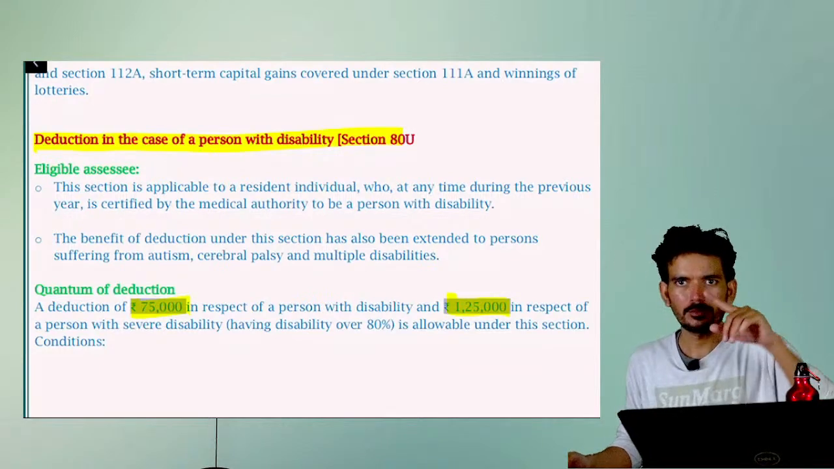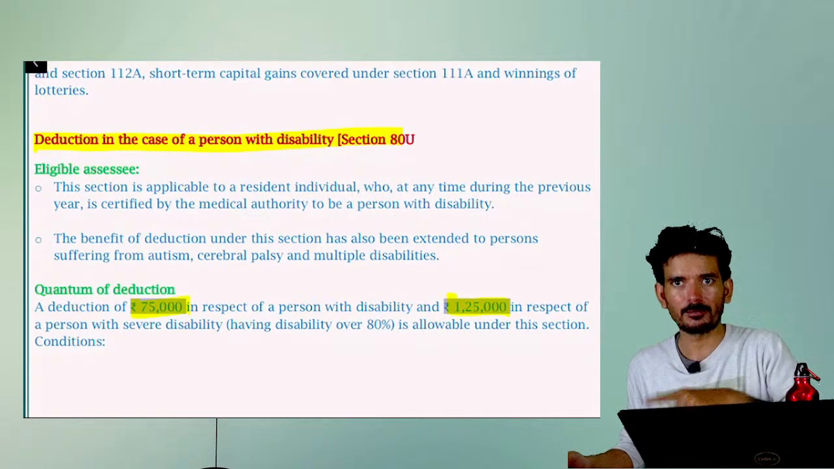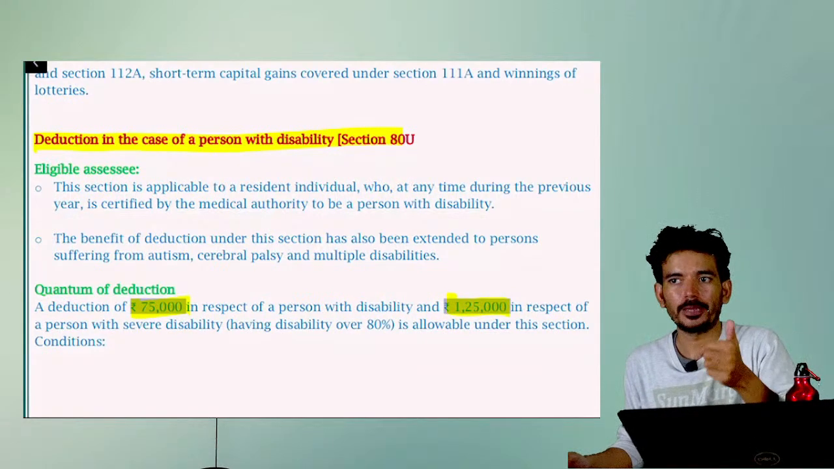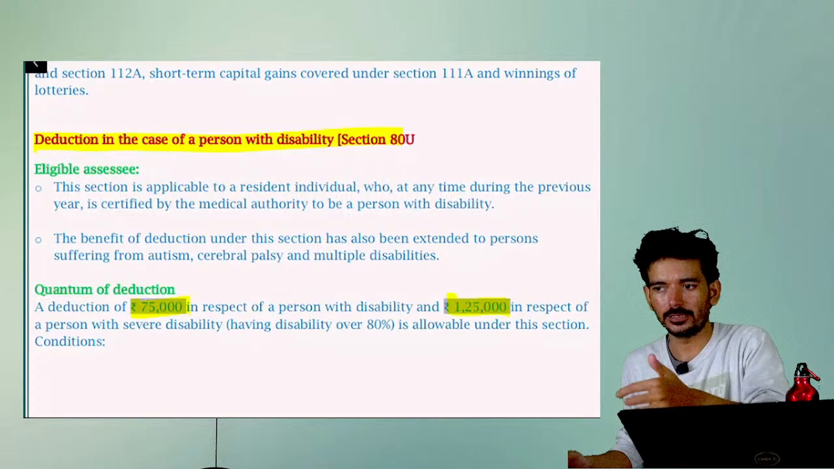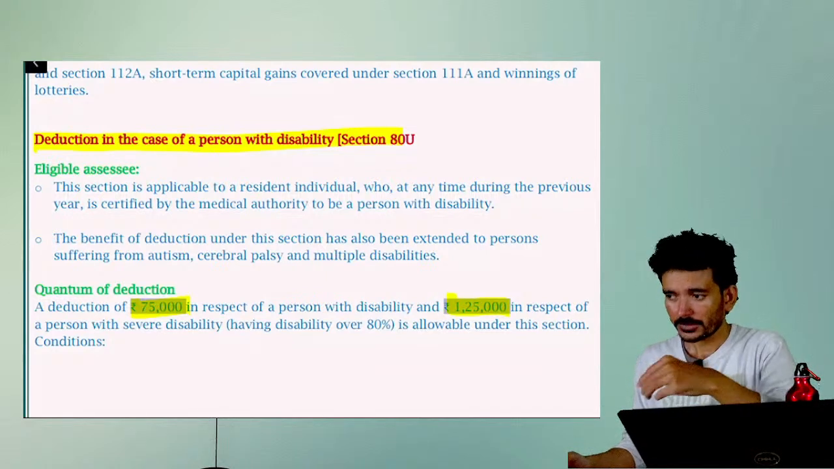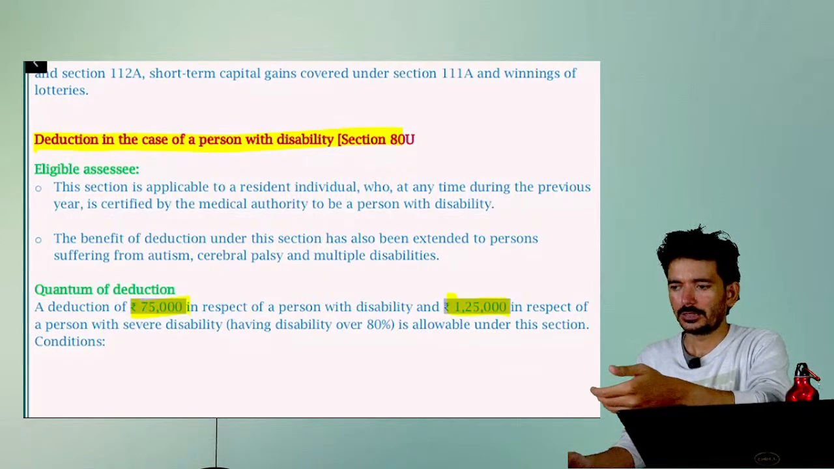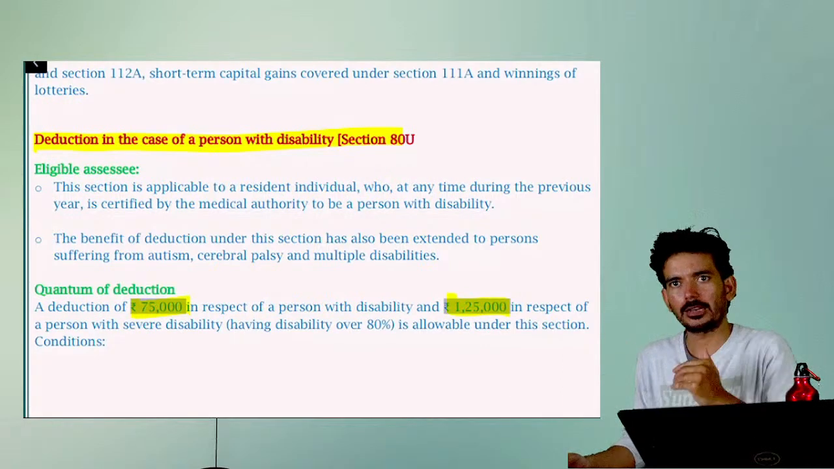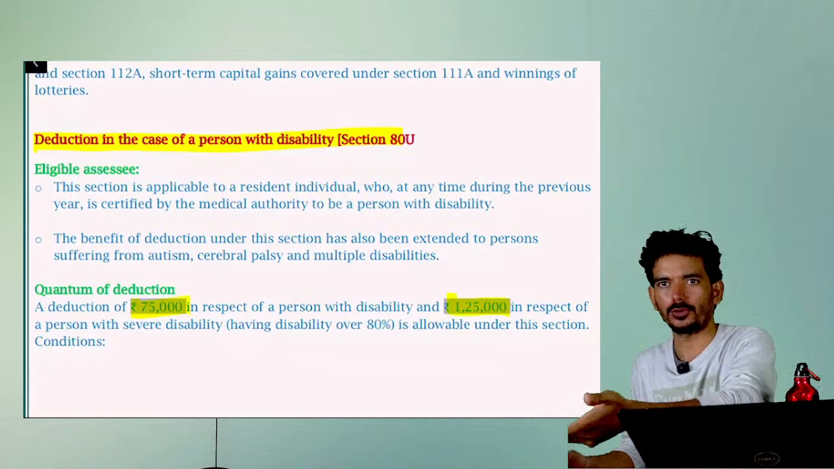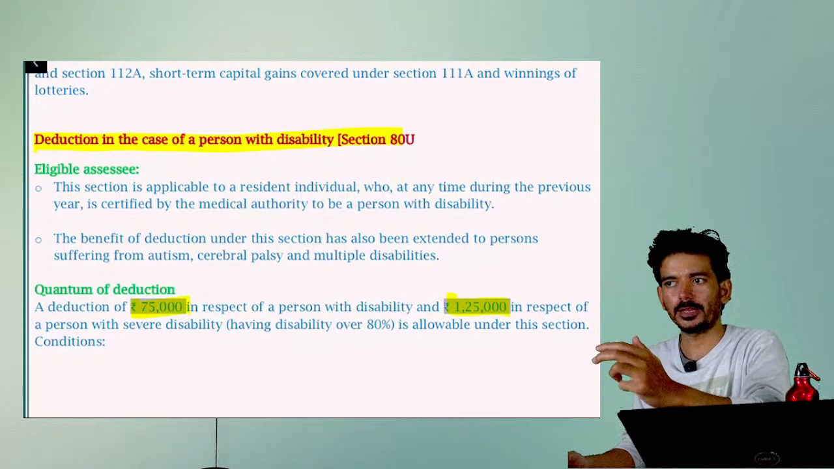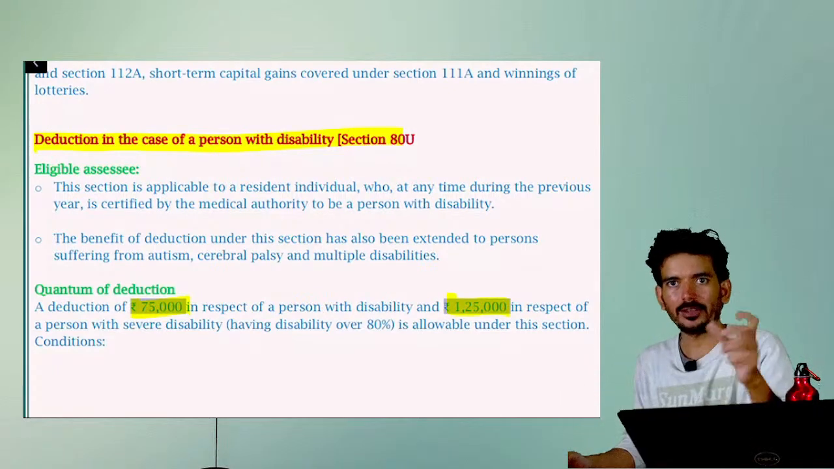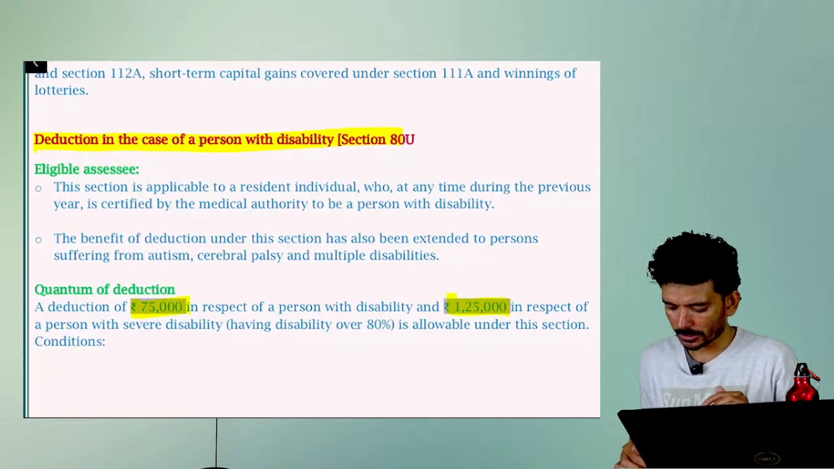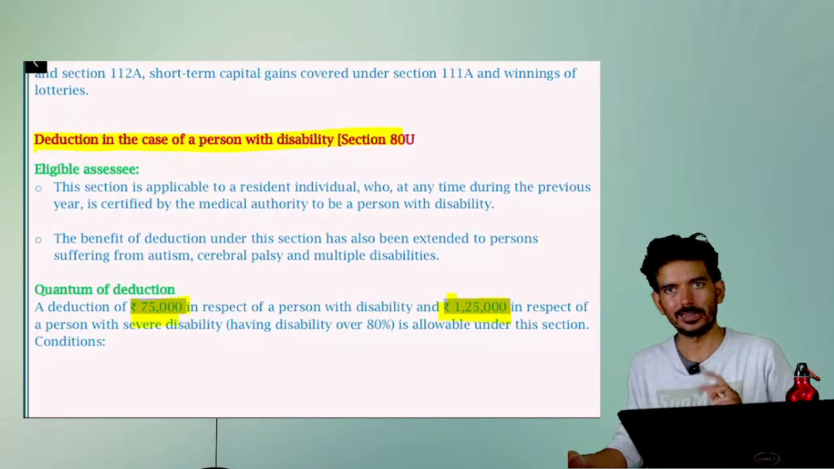And maybe when we are doing the clubbing chapter, it will come back to you. Whenever clubbing the son or whoever is suffering from disability under 80U, it will be in his own hand only. In his own hand, they will again have the basic exemption limit, and they will also be getting this benefit of 75,000 and 1,25,000.